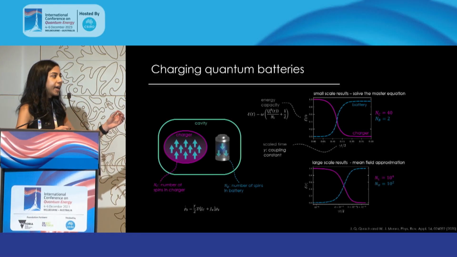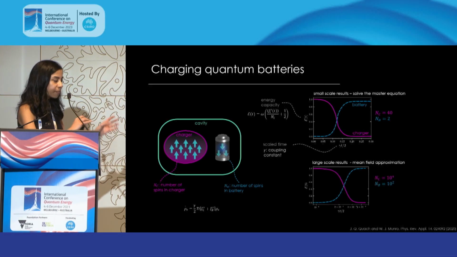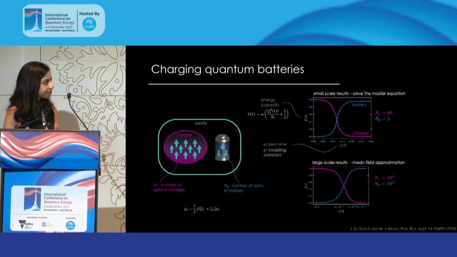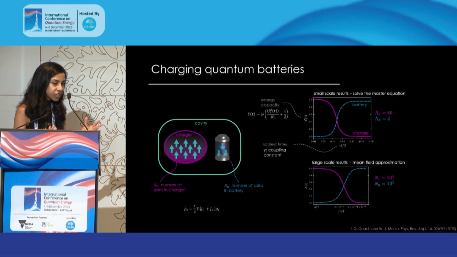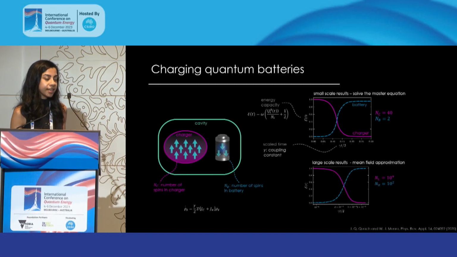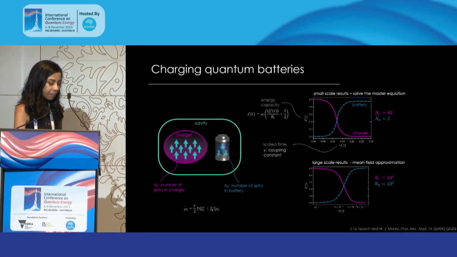And that's what I'm looking for when I say efficiency. I want the energy capacity to fully pass from the charger into the battery. Okay. For the large-scale results, we can perform a mean field approximation, and with this, we can access the dynamics of this system for much, much larger scales.